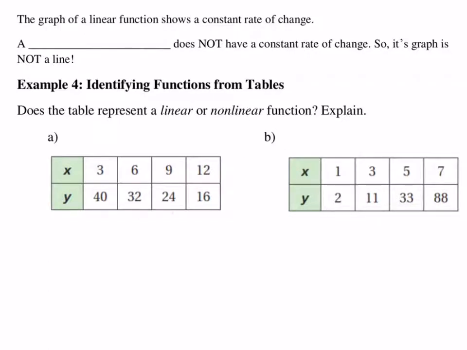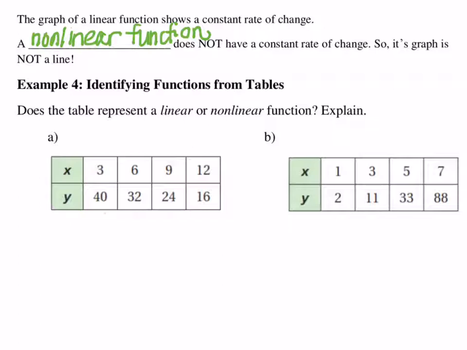Okay, our last topic for the day is nonlinear functions versus linear functions. And remember, the word linear means a straight line. It's the constant rate of change. So your pattern is the same each and every time. A nonlinear function does not have a constant rate of change, so its graph is not a line.